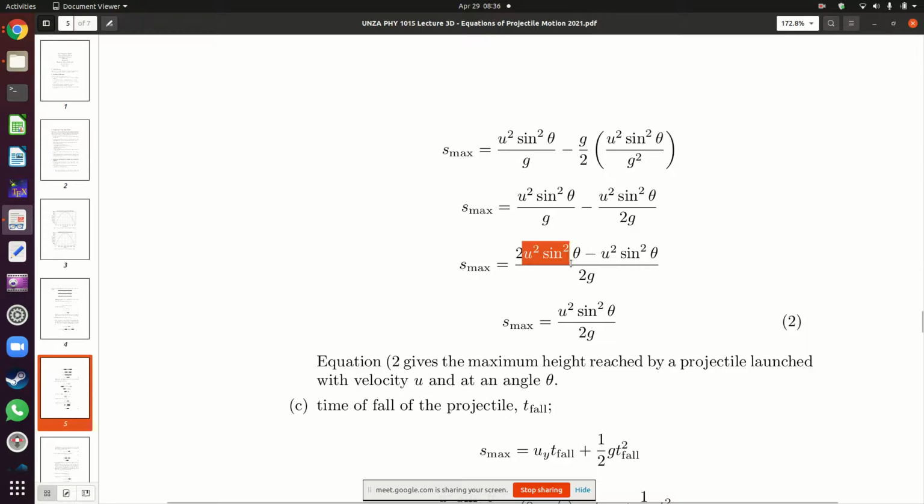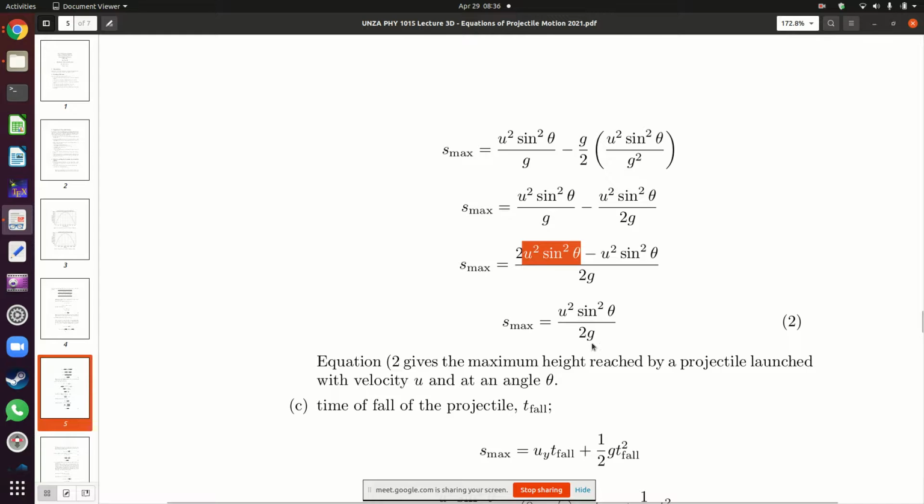Then this and this are the same. So basically it's like 2x minus x. That gives you x. That's basically what, as a person who is studying physics, you're supposed to see. This is like 2x minus x, which is just x. So in this case, our x is this u squared sine squared theta. So you end up having S max is equal to u squared sine squared theta divided by 2g.